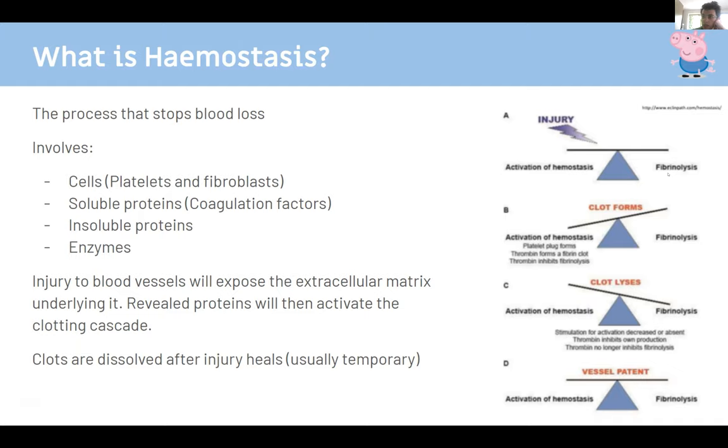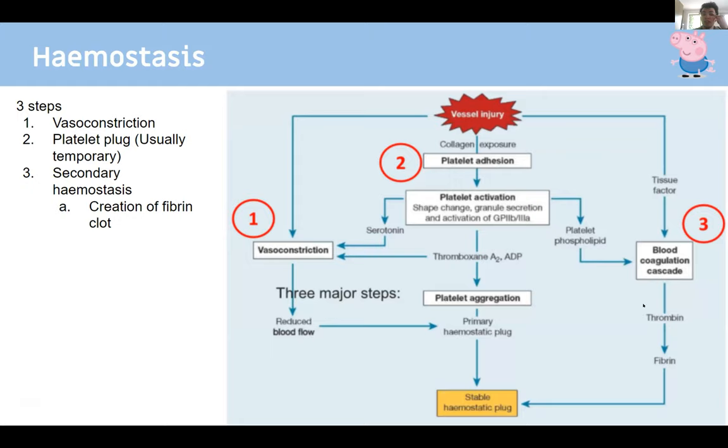Thanks, Jeremy. Hemostasis, beautiful, nice picture again. You have vessel injury. The vessel injury can either be internal or external. It can be an injury from inside the lumen, that's a shedding of epithelium, or you can have a serious injury that's externally damaged the vessel. What's a bit confusing is if it's, I'll talk about it later.